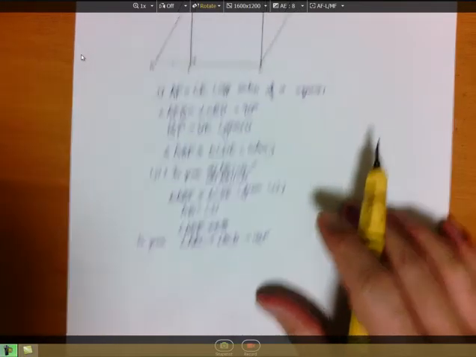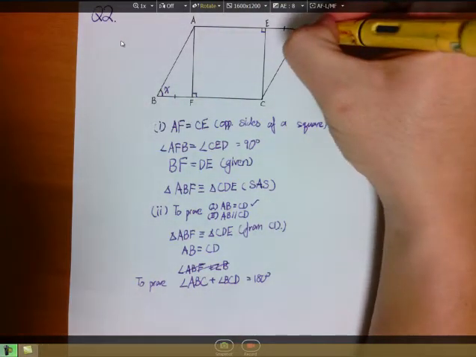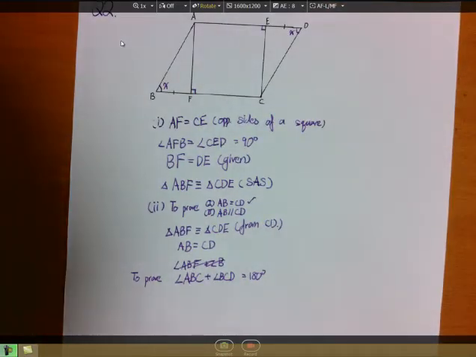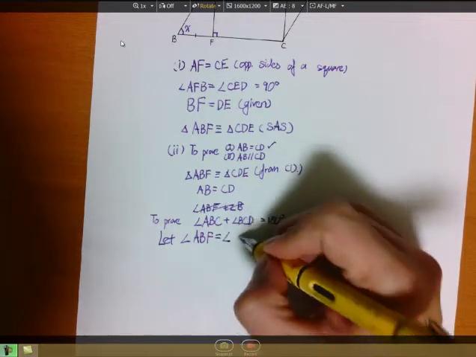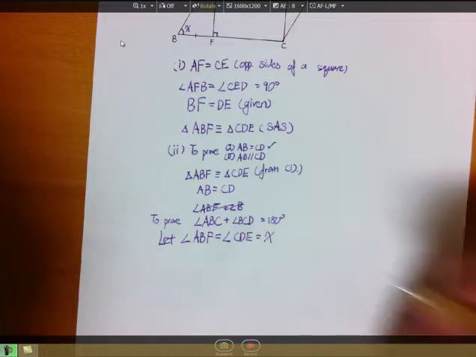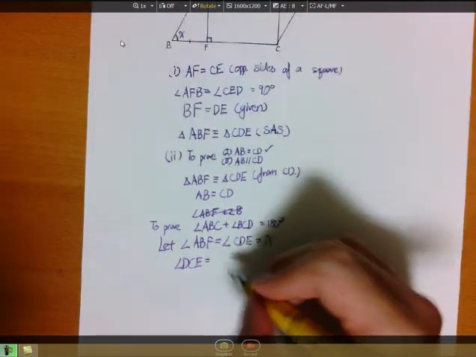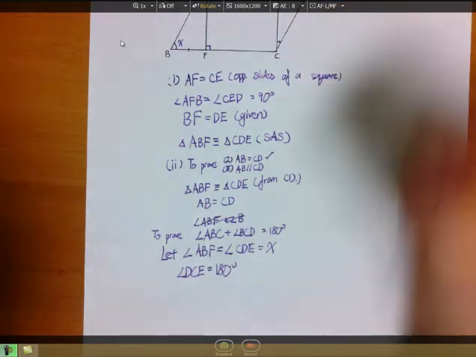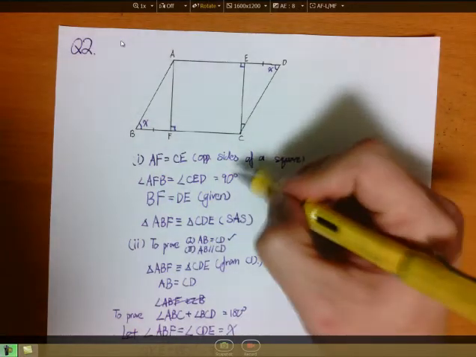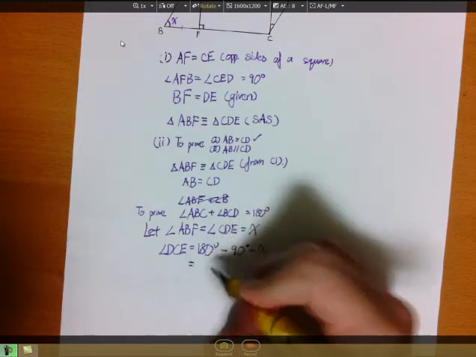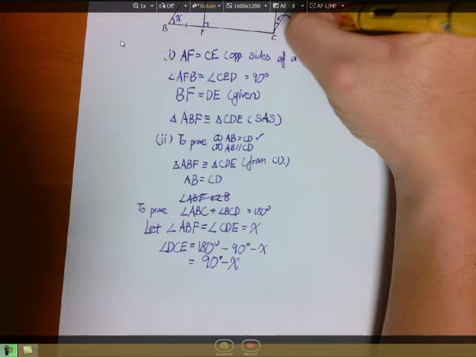So now what I do first is this. Let me name this angle as X. So if this is X, by congruent triangles this angle will also be X. So I say let angle ABF equal angle CDE equal X. Therefore, angle DCE is equal to 180 degrees minus 90 degrees minus X, which gives me DCE. So angle DCE is equal to 90 minus X.